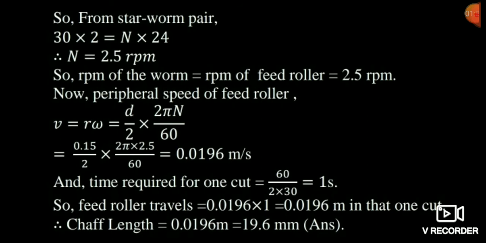So 2 teeth in the star and 30 RPM. You can write it in terms of multiplication, or in terms of division. You can either write N into T, that is N1 into T1 is equal to N2 into T2, otherwise you can write N1 by N2 is equal to T2 by T1. Both ways are correct. Here it has been written N1 into T1 is equal to N2 into T2.